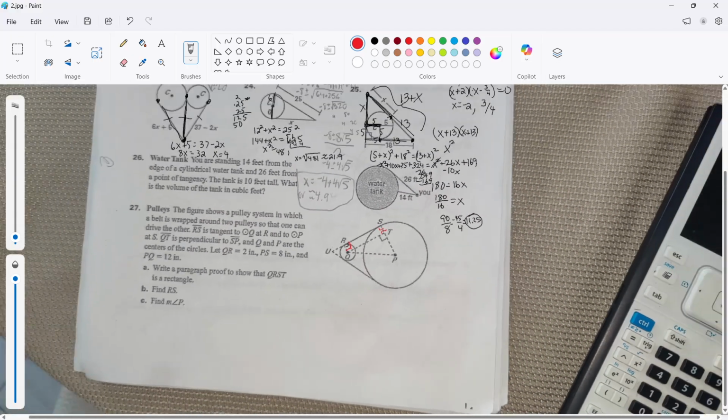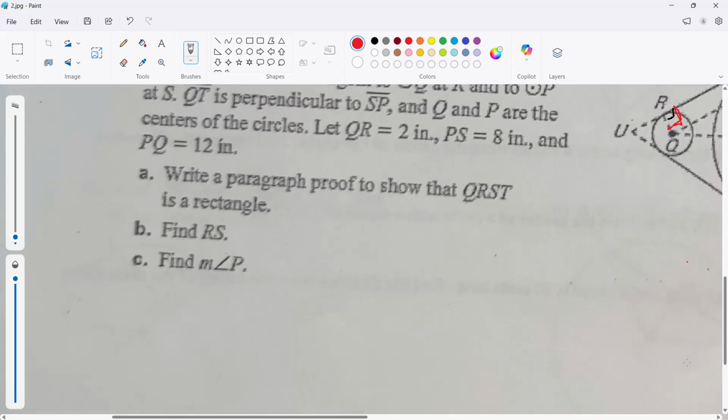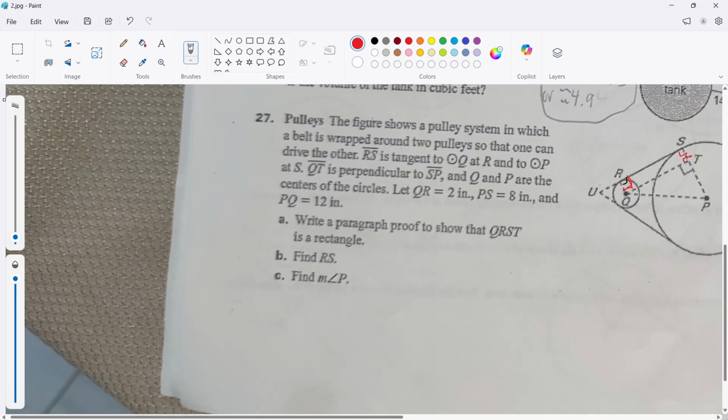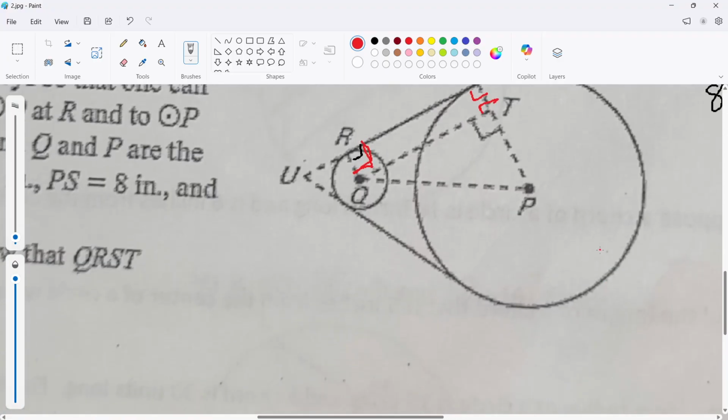Q and P are the centers of the circles. QR is 2, PS is 8. I'll put those in a minute, but first, write a paragraph proof. Well, paragraph proof, I'll just say it, and then you can write it.